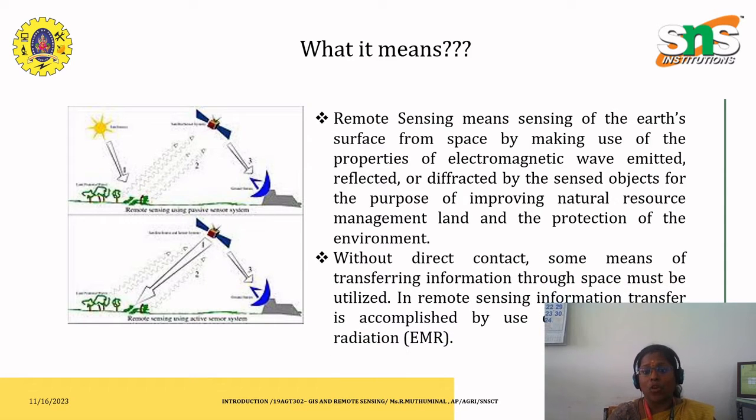So without direct contact, some means of transferring this kind of information through space must be utilized. In remote sensing, information transfer is accomplished by use of electromagnetic radiation. This is what I have shown in this picture also. As I have shown here, for the electromagnetic radiation, for example, I have picked the rays collected with the help of sunlight.